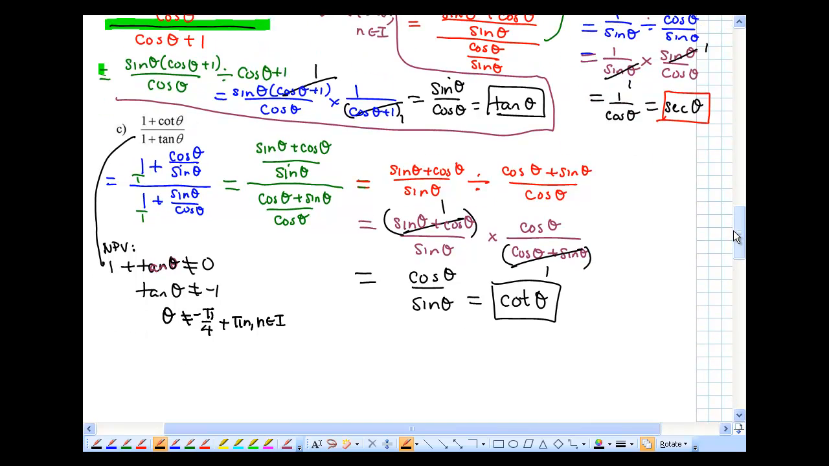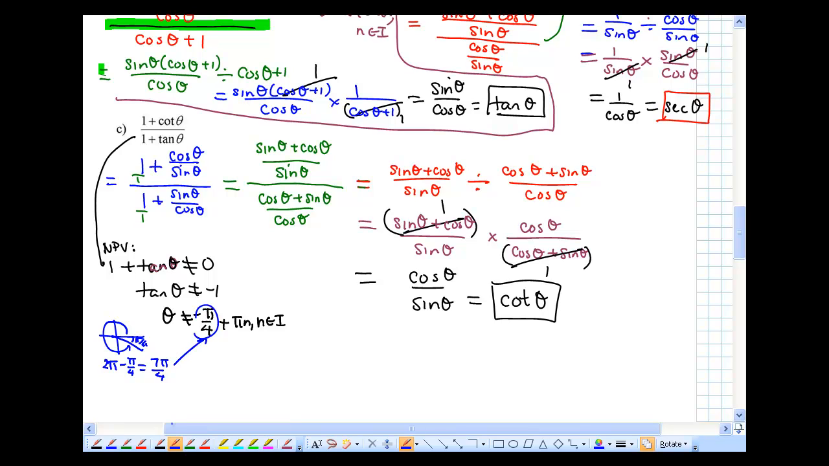By the way, if you don't like negative pi over 4, remember, you could always just draw this out. Negatives are like here. Don't like that. You can always go this way: 2 pi minus the reference angle of pi over 4. So if you like angles that are positive, you can replace that with 7 pi over 4. It doesn't make a difference.